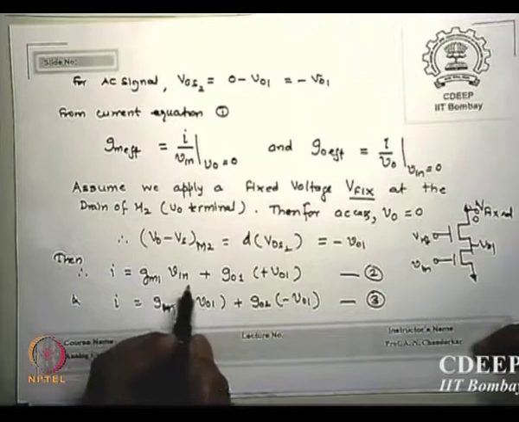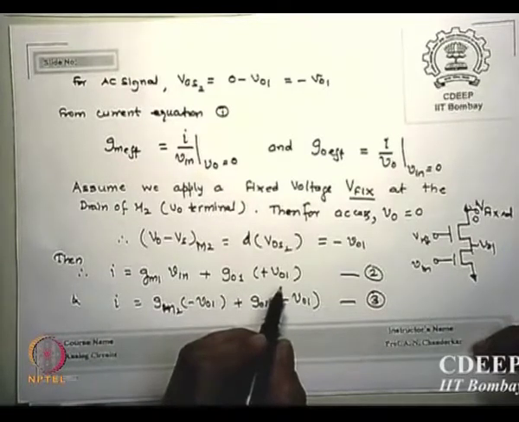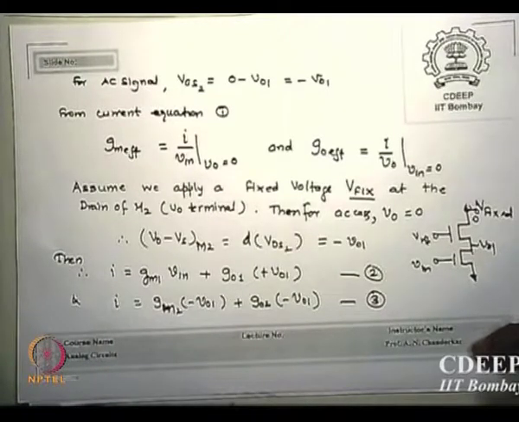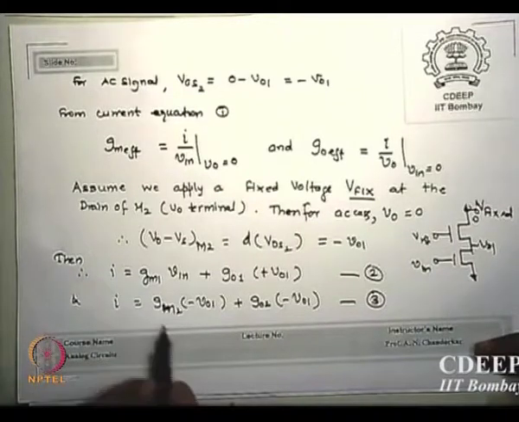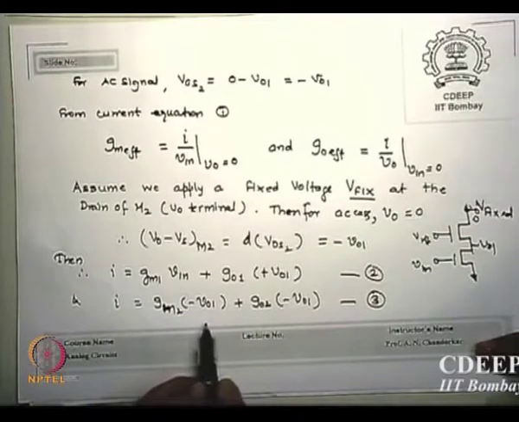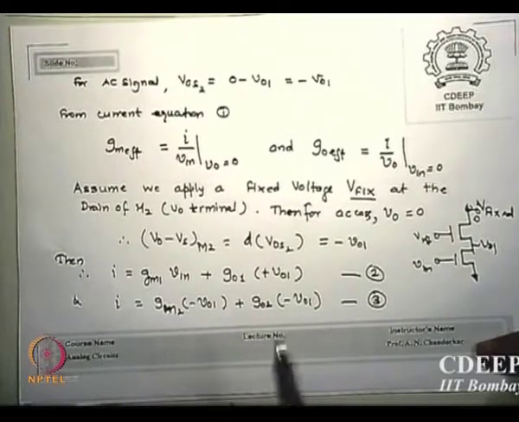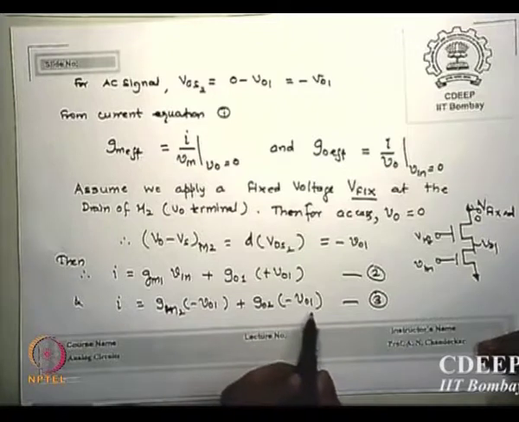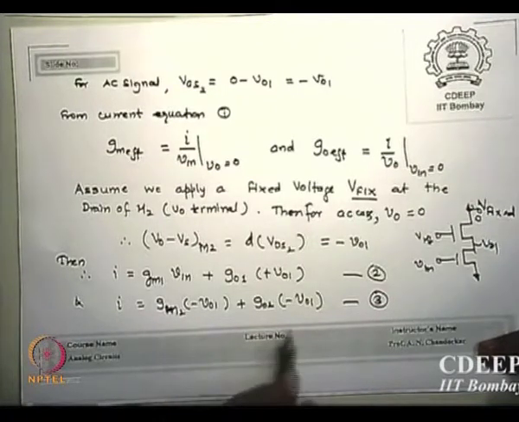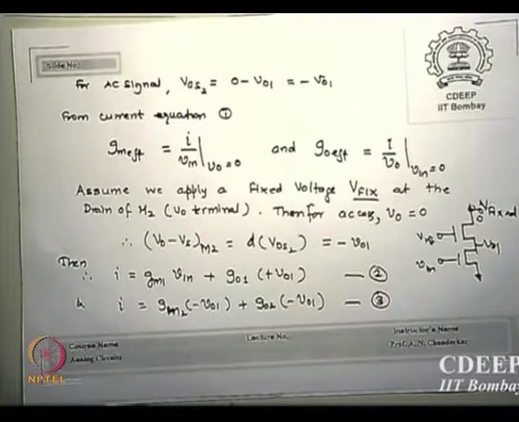So I is equal to GM1 Vin plus GO1 VO1. What is VO1? VDS of M1. VDS of M1 is VO1. For transistor 2, GM2 times minus VO1, because that is the input now, 0 minus VO1, so this is VGS, plus GO2, again VDS is minus VO1. Is that okay? Just substitute values for both transistors M1 and M2 and the currents are the same. Please take it, in a circuit the same current can only flow.